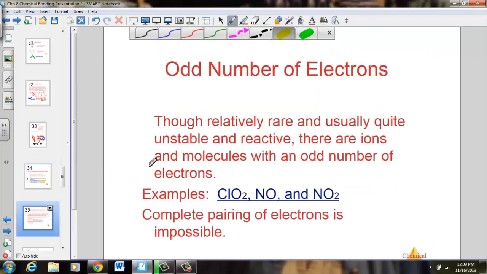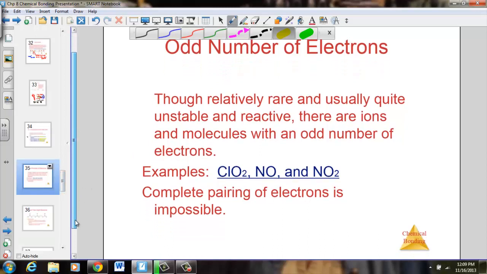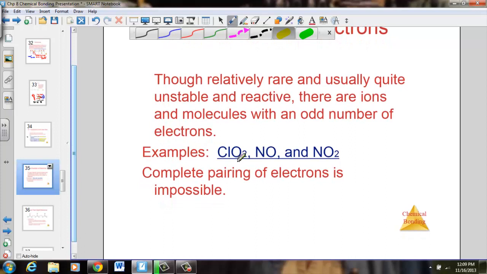So the first scenario is if we have an odd number of electrons. Let me just model quickly with 3 examples and think about how they might pair up. So ClO2. How many valence electrons would this molecule have? Well, chlorine would have 7. Oxygen has 6, but there's 2 of them, so the total here is 12. 7 plus 12 would give us 19 valence electrons. That's an odd number. Somebody's going to be without a partner.